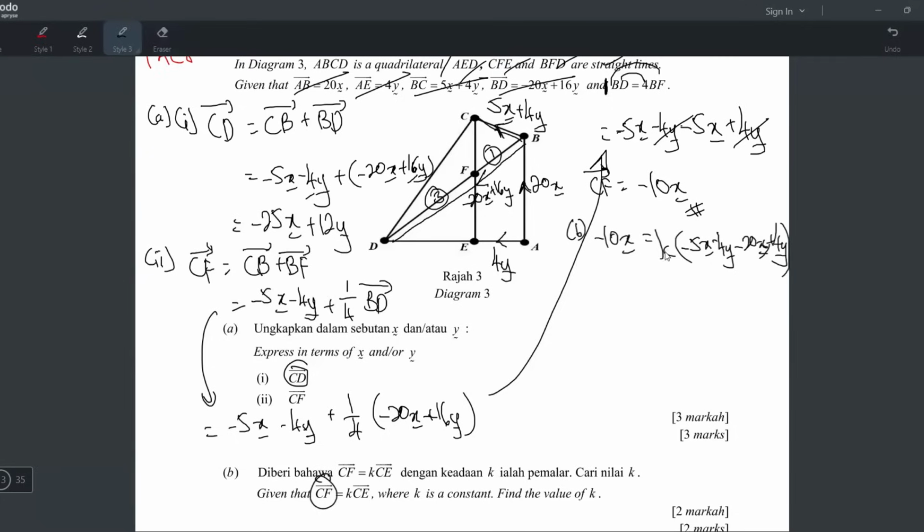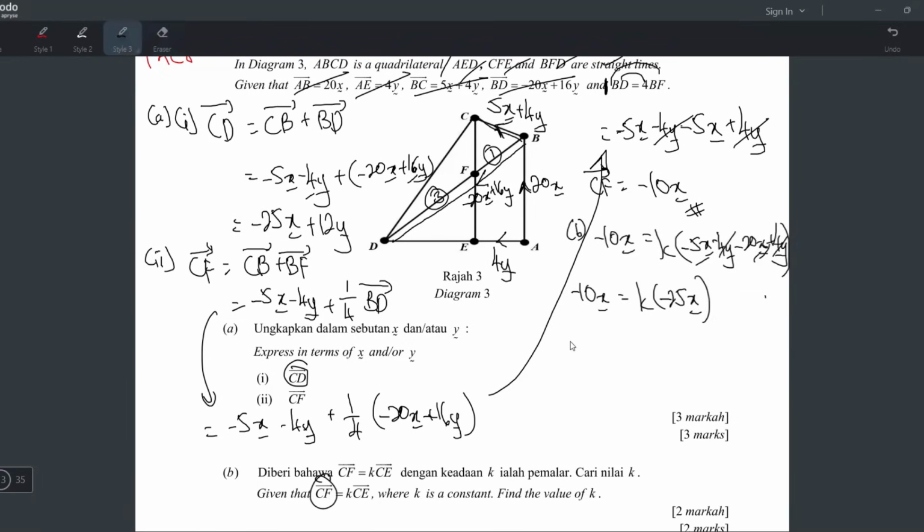Okay, sekarang kita boleh ambil K masuk and then lepas tu banding lah nanti. Okay, negative 10x equals to, the K don't masuk first. X dengan X boleh buat kan? Negative 5 minus 20 is negative 25x. Negative 4y plus 4y, oh, sudah potong, hilang tadi. So just left with this.